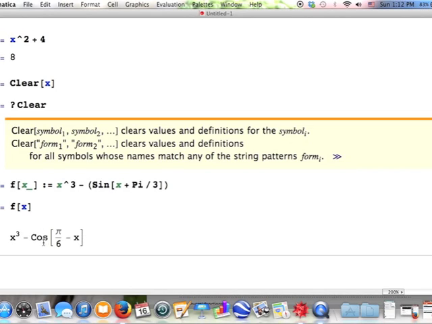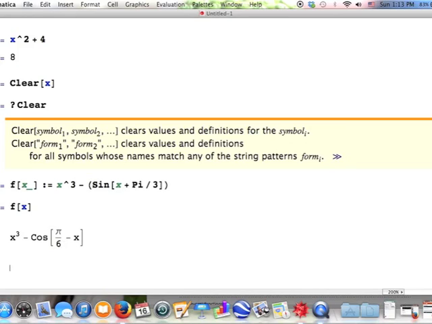It changed it to cosine. Just understand Mathematica is using a bunch of trigonometric identities to change everything, but understand this equation is the same as the one I typed in, so do not be alarmed.